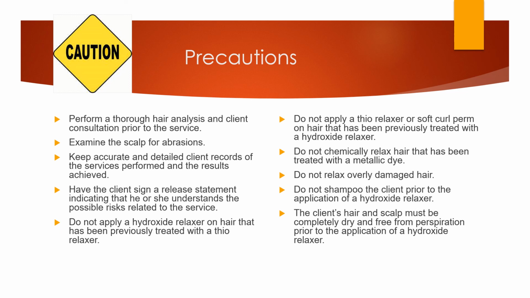Do not apply a hydroxide relaxer on hair that has been previously treated with a thio relaxer. Do not apply a thio relaxer or soft curl perm on hair that has been previously treated with a hydroxide relaxer. Do not chemically relax hair that has been treated with a metallic dye. Do not relax overly damaged hair. Do not shampoo the client prior to the application of a hydroxide relaxer. The client's hair and scalp must be completely dry and free from perspiration prior to the application of the hydroxide relaxer.